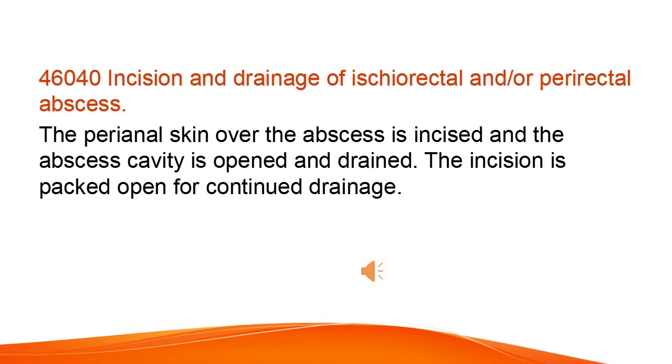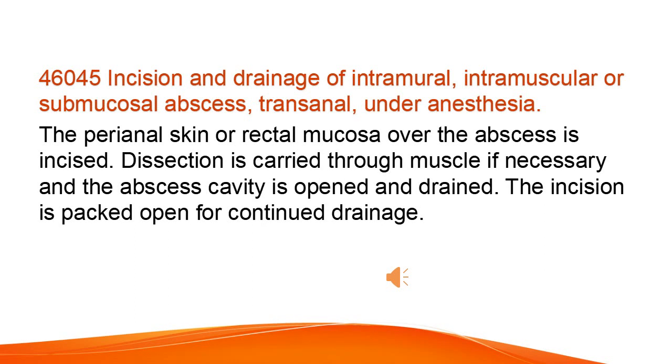Incision and drainage of ischiorectal and/or perirectal abscess. The perianal skin over the abscess is incised and the abscess cavity is opened and drained. The incision is packed open for continued drainage. Incision and drainage of intramural, intramuscular, or submucosal abscess, transanal, under anesthesia. The perianal skin or rectal mucosa over the abscess is incised. Dissection is carried through muscle if necessary and the abscess cavity is opened and drained. The incision is packed open for continued drainage.